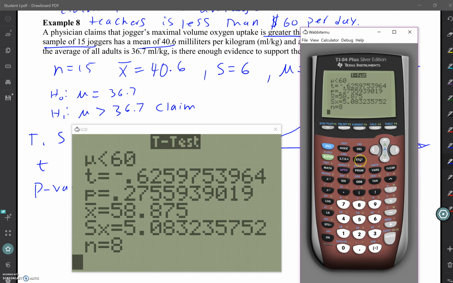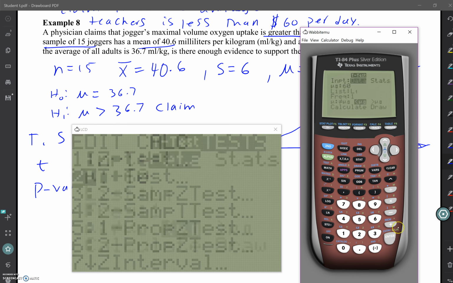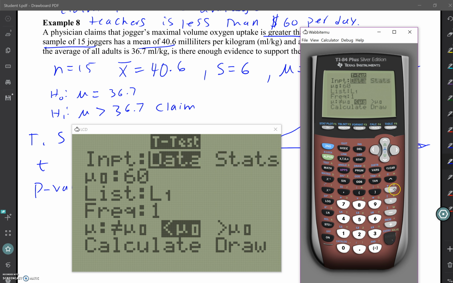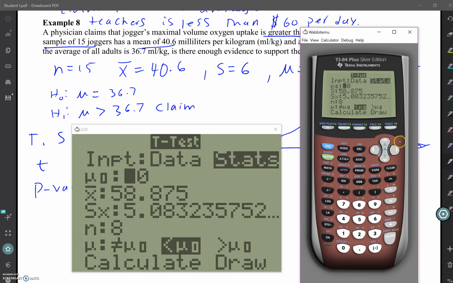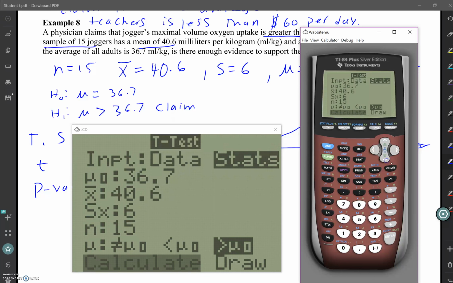So we're going to go to stats and test. We have the sample standard deviation, so it's a t-test with statistics rather than data. So 36.7. And then we've got 40.6. And we have 6 for the standard deviation. N is 15. And we're doing a greater than test, which is all the way to the right. That's my greater than piece. And let's see what we get.